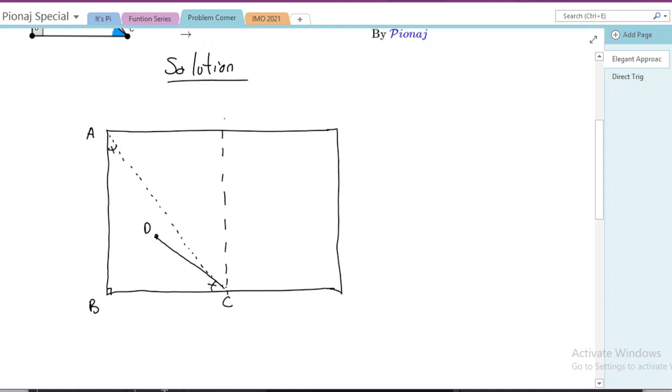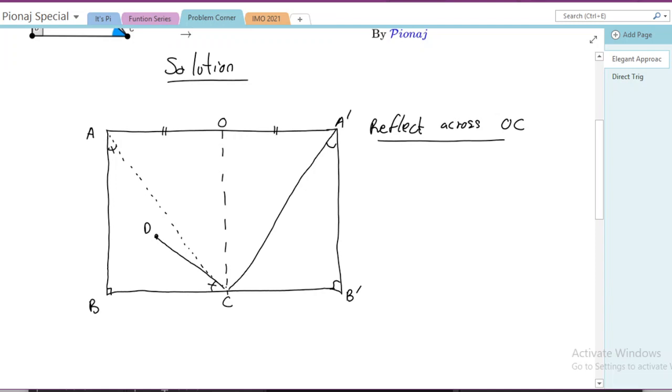If we take the reflection, let's call this O. Take the reflection of this figure across line OC. If you do that, A becomes A prime, B becomes B prime, and the line AC will become this A prime C. We'll also have this angle equal. This will be a right angle. So in fact, A B B prime A prime is just a rectangle, and we have some lengths, so all this equal.